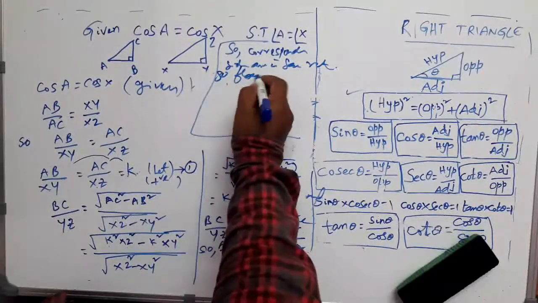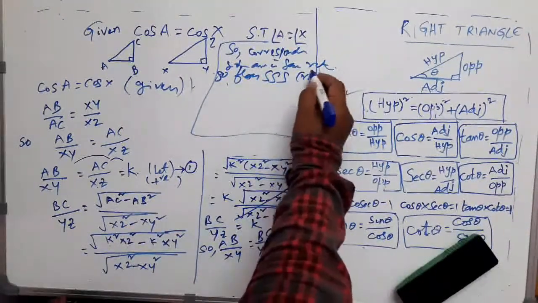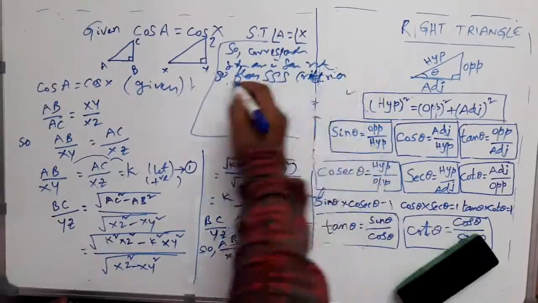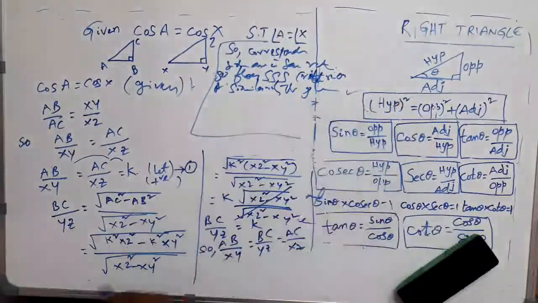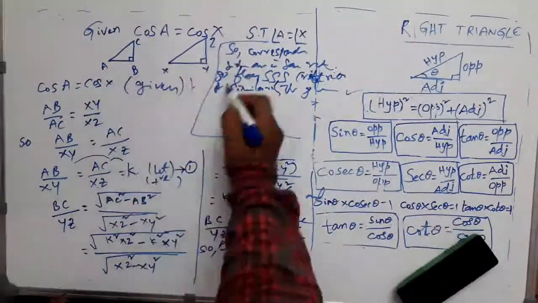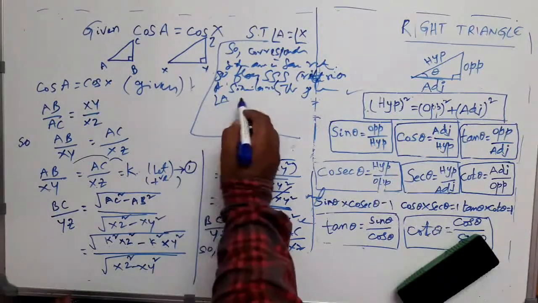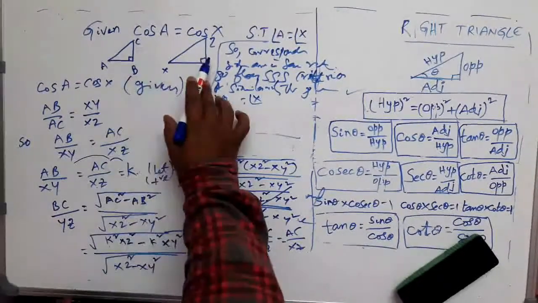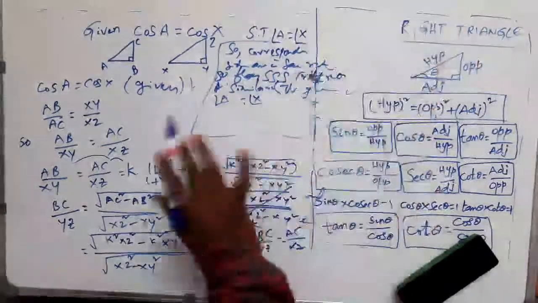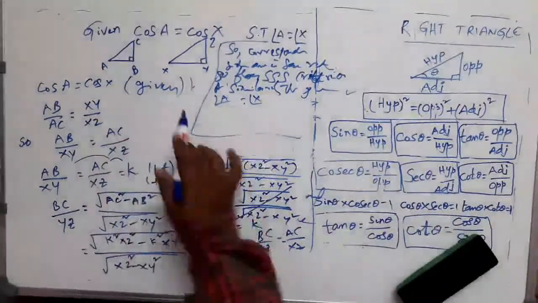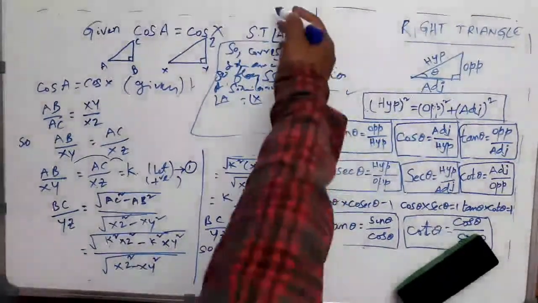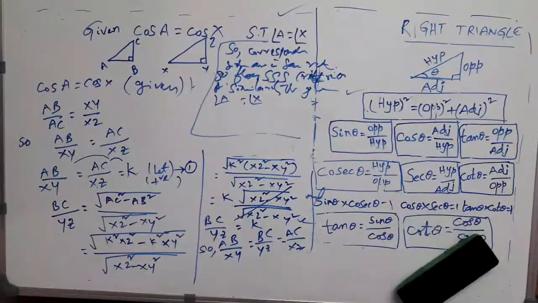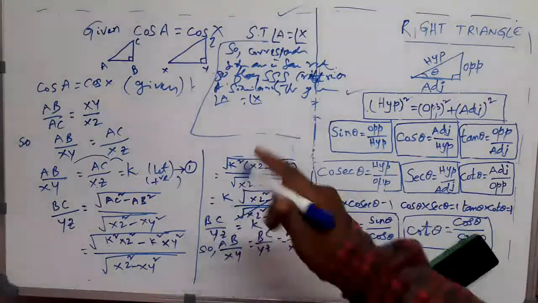So from SSS criteria of similarity of triangles, what can we say? Angles are the same. So angle A is equal to angle X, angle B is equal to angle Y, angle C is equal to angle Z. I can write the remaining relations also, angle C is equal to angle Z, angle B is equal to angle Y. I am not writing them because my target is to show that angle A is equal to angle X. That's all. This is the question. A bit lengthy, of course, right? I think you have followed this.